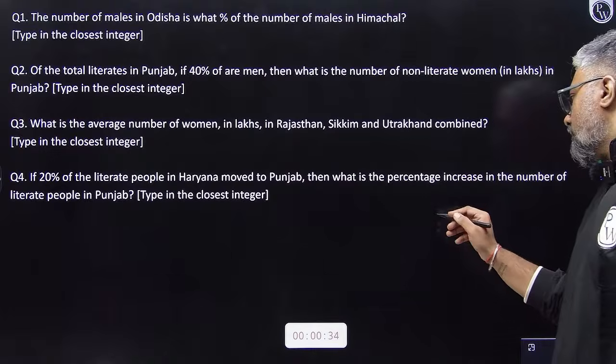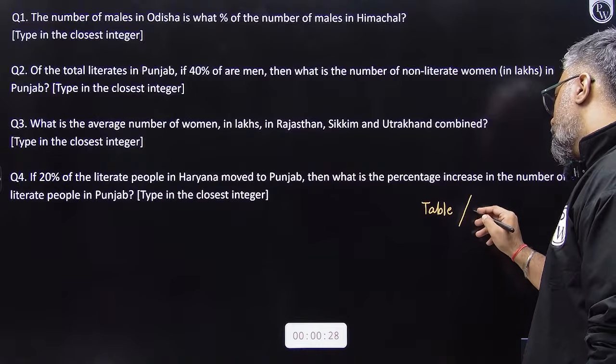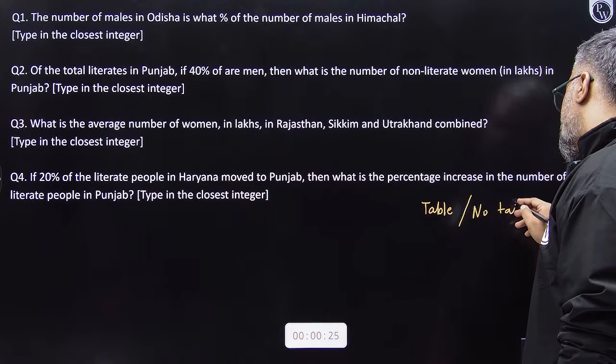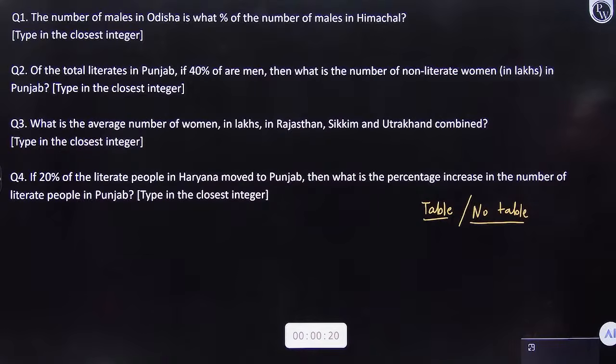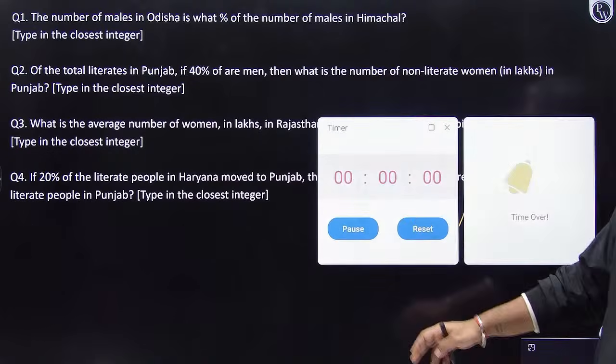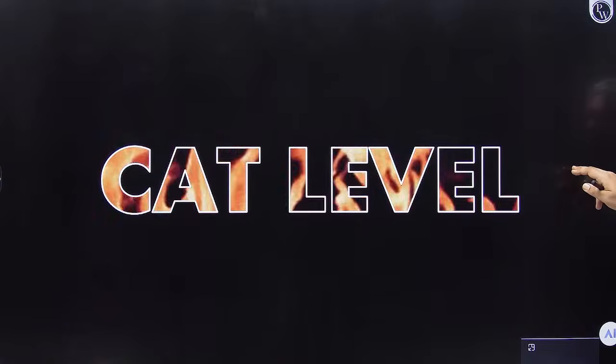First, you guys tell me, for that set, should we make a table or not? Which is better? Making a table or not making a table? No table is better. How about others? What is better? Tell me. Making a table or not making a table?